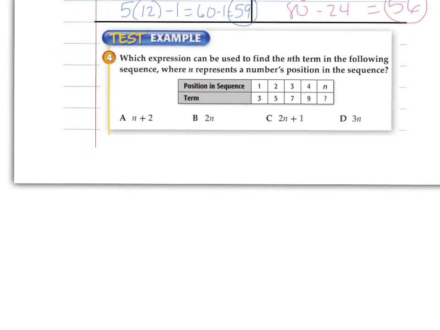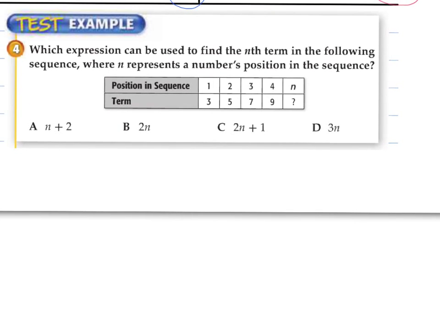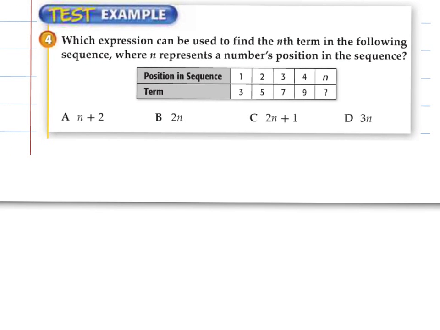Last one, a little test example, practice multiple choice. Which expression can be used to find the nth term in the following sequence, where n represents the number position in the sequence? Okay, so position in the sequence, and we want to find this number. So again, look for your pattern. It looks like we're going up by 2 for every one of these. If we went down 2, at 0 we would have started at 1. So it looks like we're going 2 for every n after we start at 1, for an answer of C.